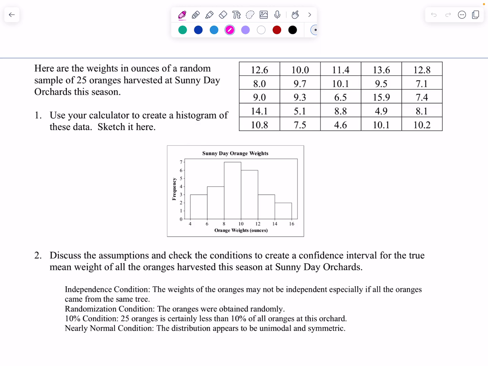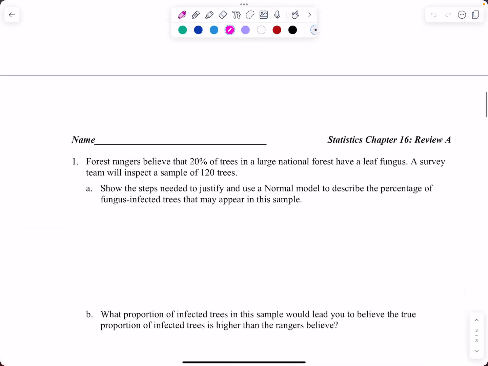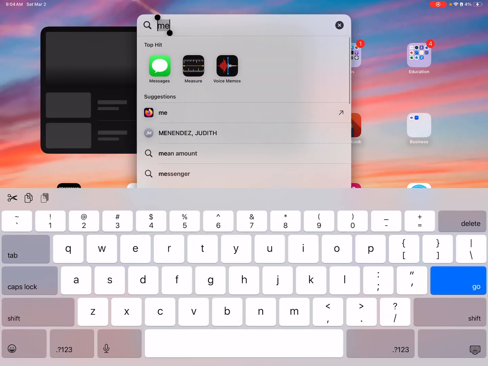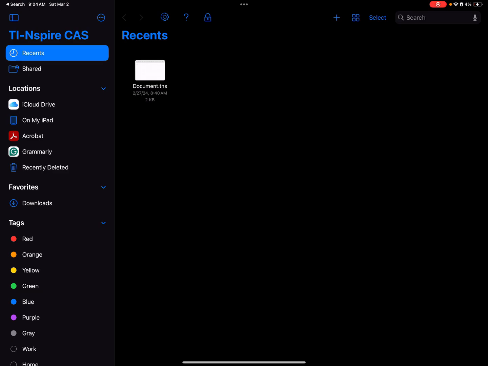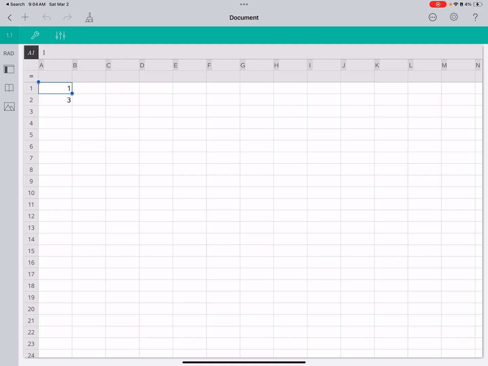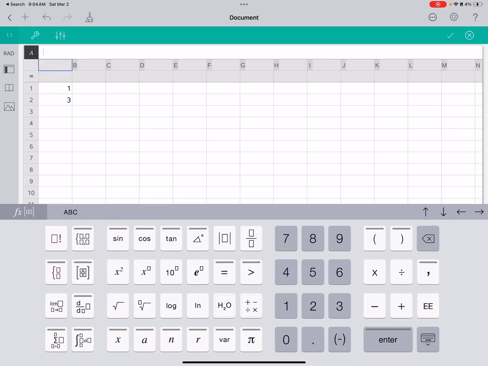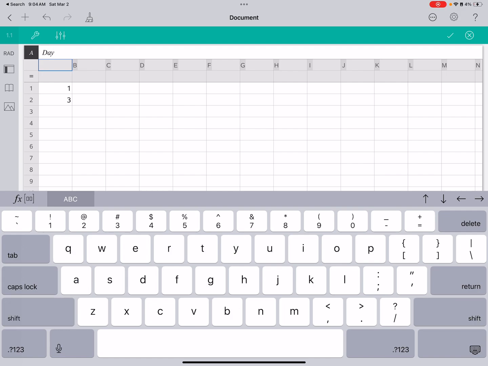So to do so, get your calculator out. Let me get mine. Open up a spreadsheet. And I'm going to go ahead and label it. I'm just going to label it day. It doesn't matter what you label it, it just has to be labeled something.